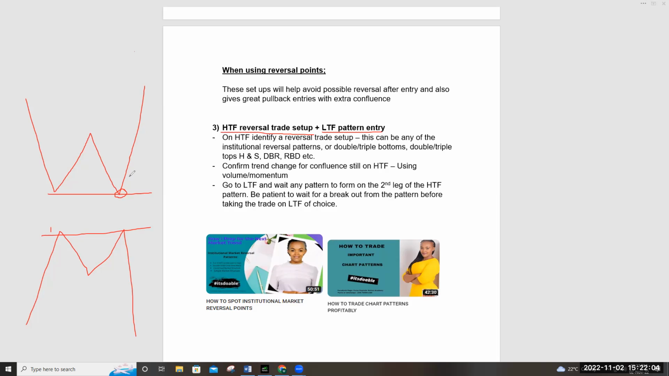This is where you look for a momentum candle. The momentum candle on a reversal point is very, very important because it's a good confirmation for trend change. So let's say you have an engulfing candle here, or you just have a momentum candle to the top side. That is enough to confirm trend change. Remember, you're still on the higher time frame. Now, once this has been confirmed, this becomes the second leg of the dominant move.